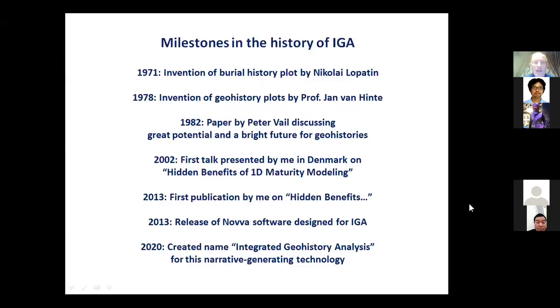You haven't heard of IGA before because it's quite new, just a few months old actually, but it has rather deep roots, 50 years or so, going back to 1971 to the invention of the burial history plot by Lopatin in the Soviet Union, followed just a few years later by the invention of geohistory plots by Professor Van Hinte in the Netherlands. And then there was another paper just 4 years after that, still in the very early days, by none other than Peter Vail, whose name everyone knows, discussing the great potential and bright future for geohistories.